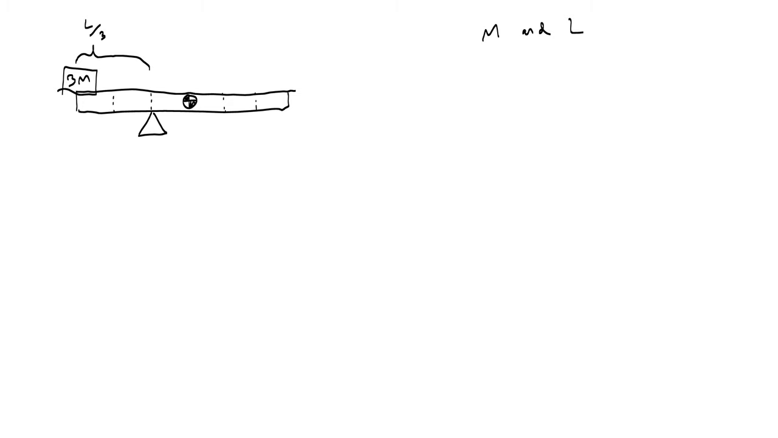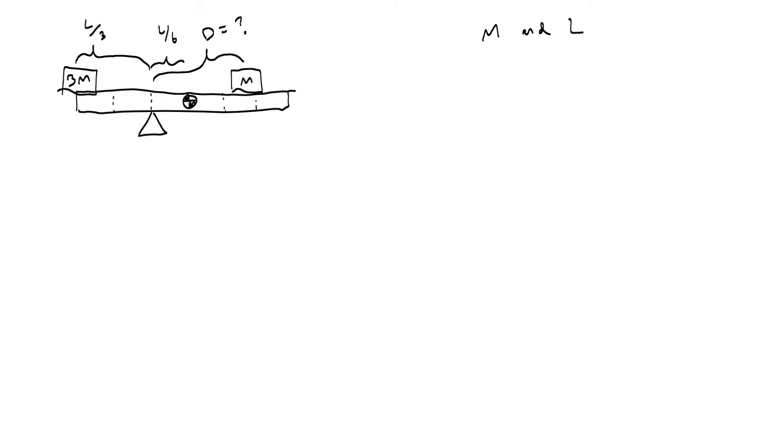Now, the center of mass is going to be 1/6, or L over 6, away. And what we're going to try and do is figure out where we should put a box of mass M, on this, a distance of D, we'll write it like that, away from the fulcrum, or the point of rotation. Where should we put that box?